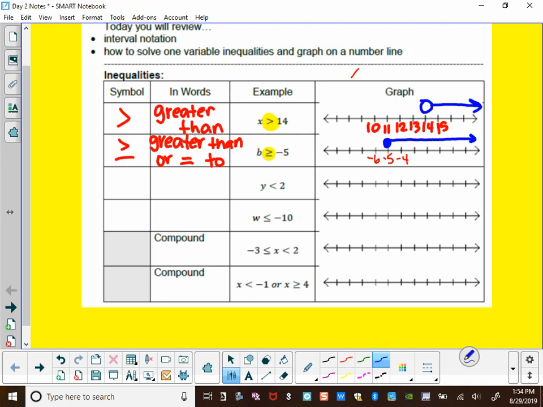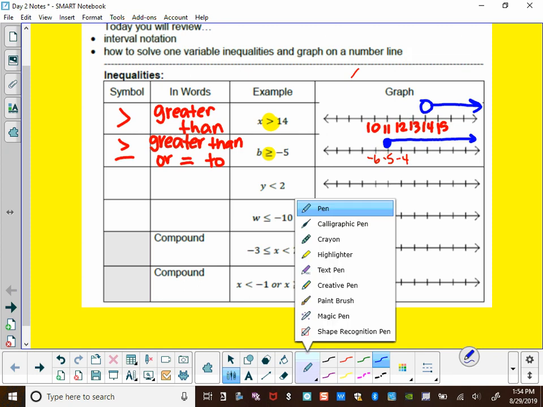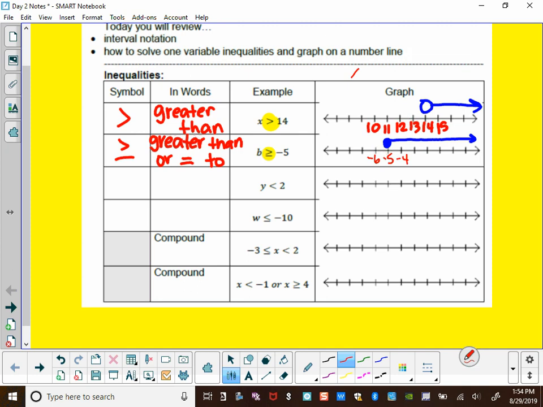All right, the third one. What kind of sign do I have? Less than. And I'm going to fill in right here. I have an open circle on 2, and I'm going to draw my arrow to the left. Use everything that is less than 2, including the negative numbers.